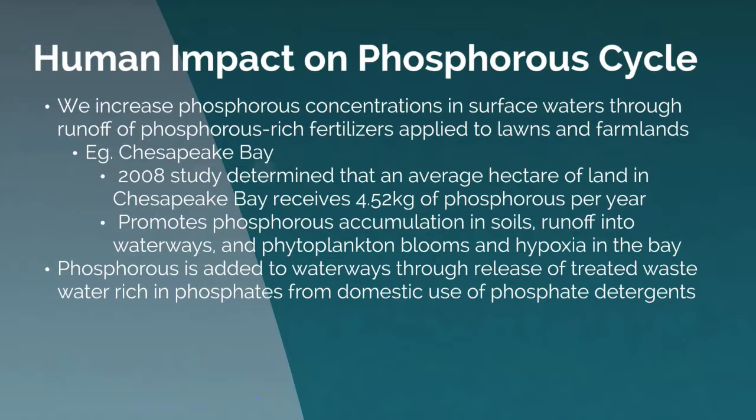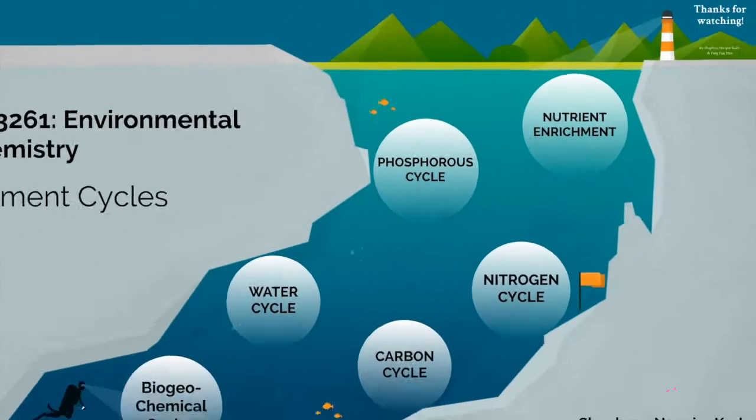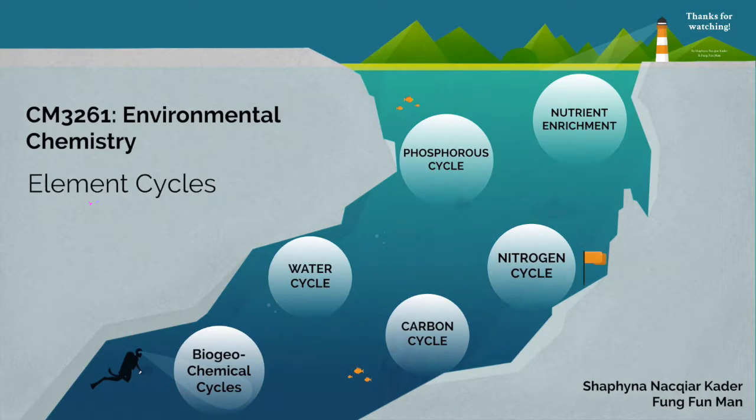Lastly, let's talk about the human impact on the phosphorus cycle. We increase phosphorus concentrations in surface water through runoff of phosphorus-rich fertilizers applied to lawns and farmlands. Let's recall an earlier example of Chesapeake Bay. A 2008 study determined that an average hectare of land in Chesapeake Bay receives 4.52 kg of phosphorus per year, promoting phosphorus accumulation in soils, runoff into waterways, and phytoplankton blooms and hypoxia in the bay. Phosphorus is added to waterways through release of treated wastewater rich in phosphates from domestic use of phosphate detergents. And that brings us to the end of the phosphorus cycle.